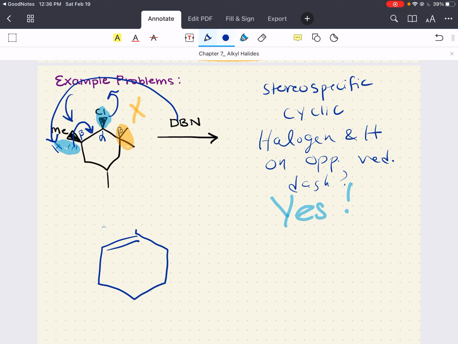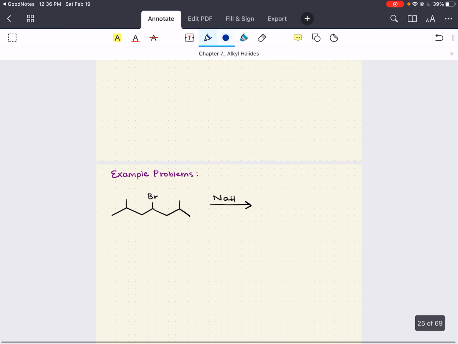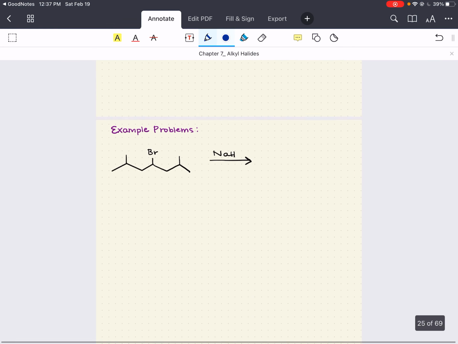So our product is going to look something like this. There's a double bond here. The halogen is gone, and we keep all our substituents here. This is our one and only product for this E2. Fantastic. I'm going to leave this problem and this problem for you to do.